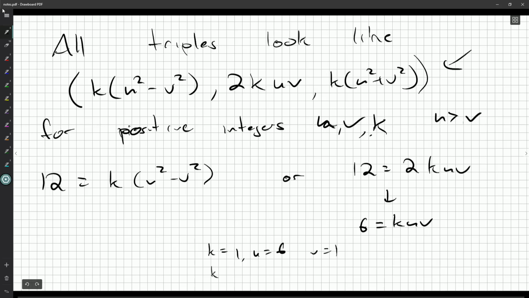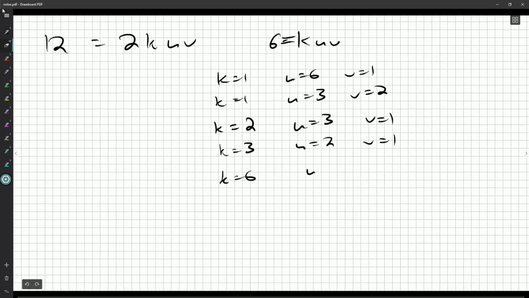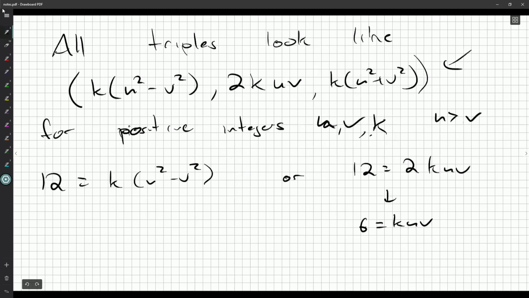I'm going to run out of space, so let's do this on another page. 12 equal to 2k uv, so 6 is equal to k uv. So you could have k equal to 1, u equal to 6, v equal to 1. You could have k equal to 1, u equal to 3, v equal to 2. You could have k equal to 2, and then u is 3, v is 1. That's forced upon us. k is 3, u is 2, v is 1. Or k is 6, u is 1. Well, you can't have u is 1 and v is 1. So those are the only options, and then what triples would we get?